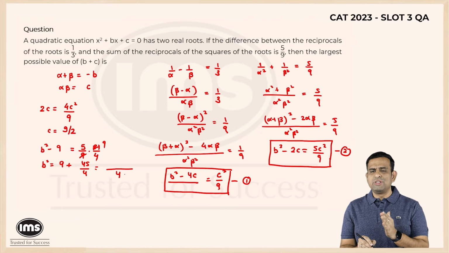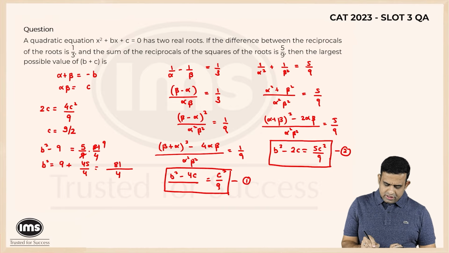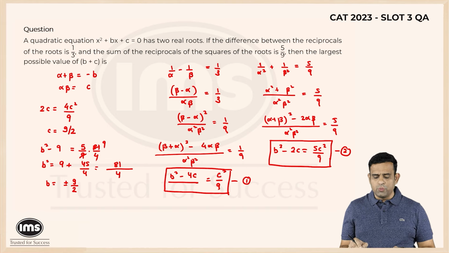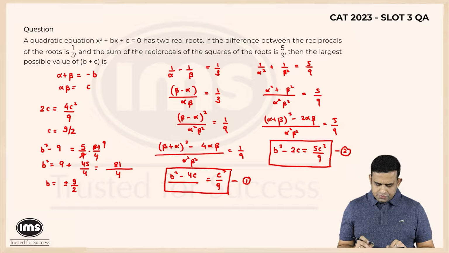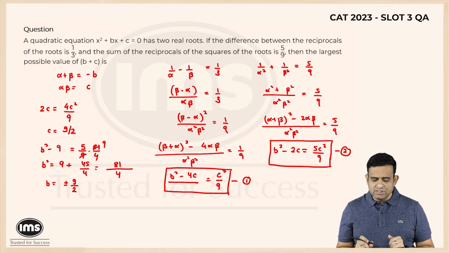So we get 36 plus 45, which is 81. So if b square is 81 by 4, then the value of b is equal to, one can say, plus or minus 9 by 2. So we have seen the value of c comes out to be 9 by 2. The value of b could be plus 9 by 2 or minus 9 by 2.